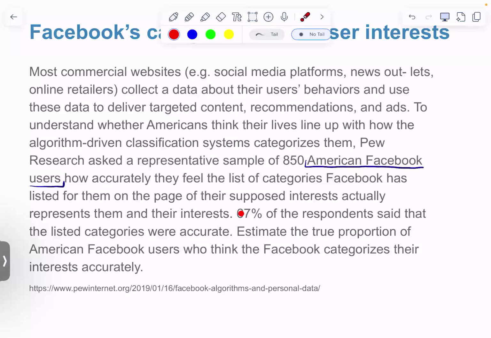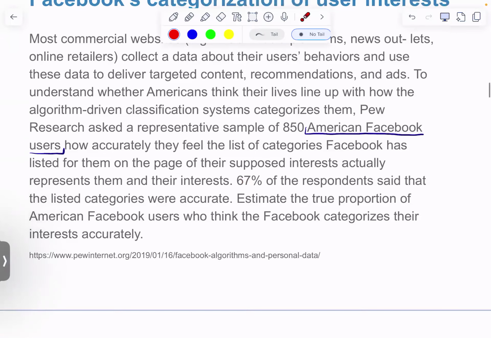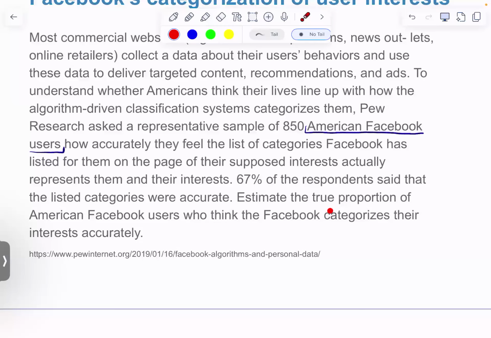67% of the respondents said that the listed categories were accurate. Okay, so 67. So let's assume that they were given two options: yes, these are accurate for me, or no, these are not accurate for me. We're going to estimate the true proportion of American Facebook users who think Facebook categorizes their interests accurately.